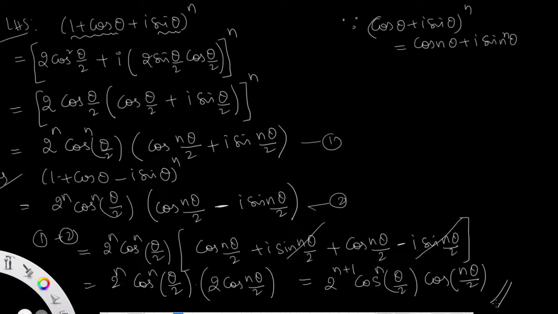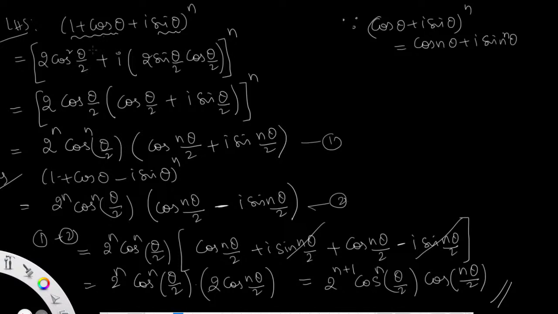Then proved. All three problems are in the same pattern. Don't think of another way. Just write in the same form. You always have to convert to this form. Why? Because it is in the form of De Moivre's. De Moivre's means this formula. So all the problems convert in this method.